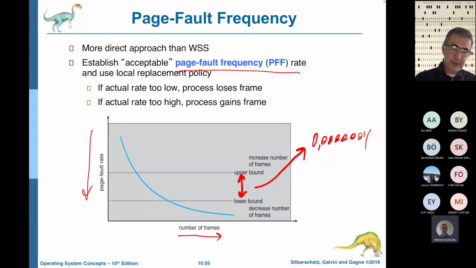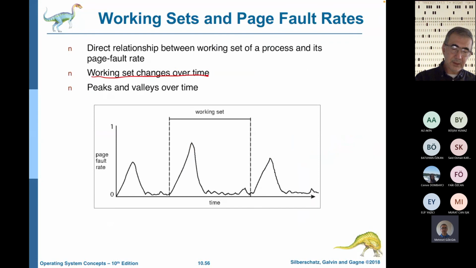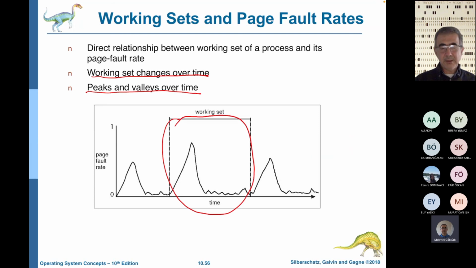Usually, the working set changes over time. Sometimes there are peaks, sometimes there are low demands, but this kind of behavior is seen in a given working set, generally, or a different set, where the page fault rate increases and decreases, a little increase, decrease, and then stabilizes. So one of them is usually the working set.